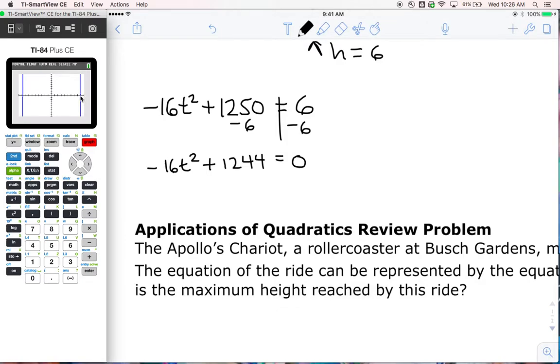Okay, so we're looking at this point right here. It looks like maybe it's 9. Let's check my table. No. Look, at 8 it's still at 220 feet high, and at 9 it's negative 52 feet high. So my graph is not hitting right at 9, which means I have to solve this by hand.